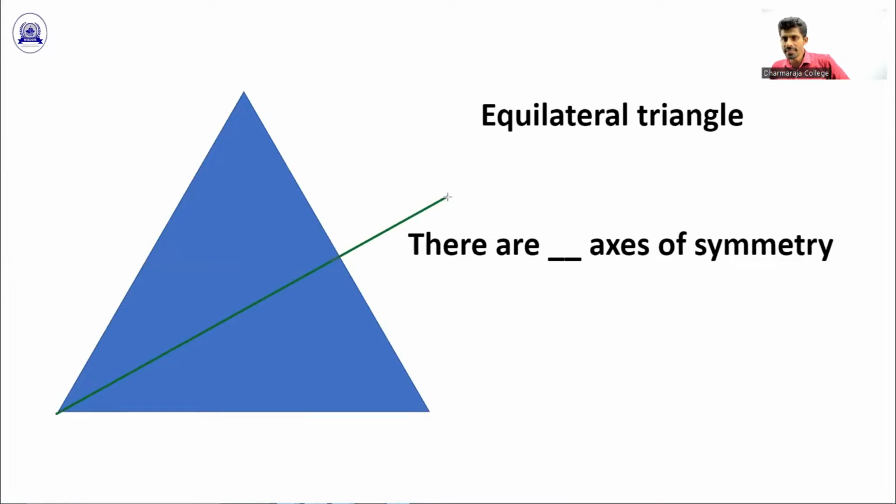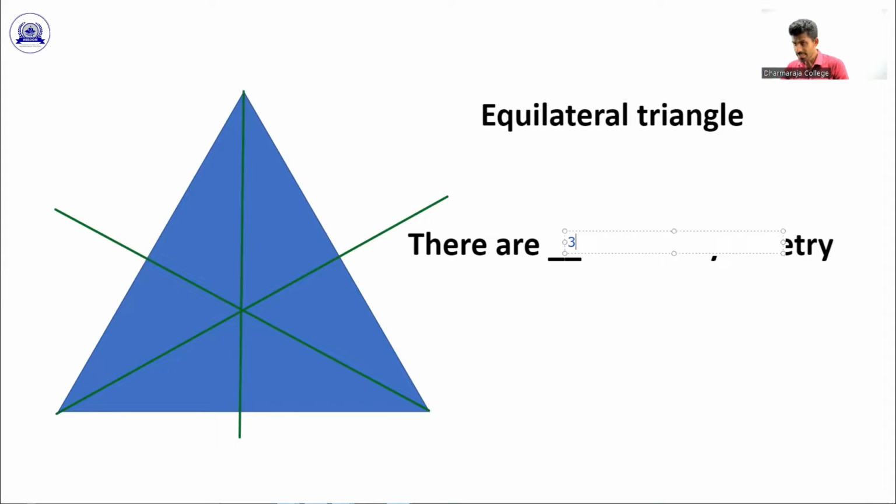1, 2, and 3. How many axes are there for the equilateral triangle? 3 axes, right? So you can write down number 3 on this one. There are 3 axes of symmetry for the equilateral triangle. That one is easy.